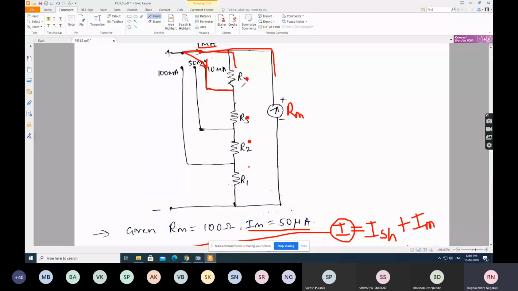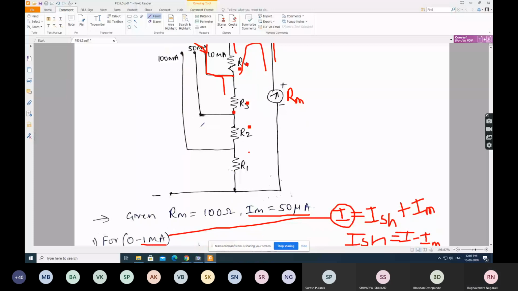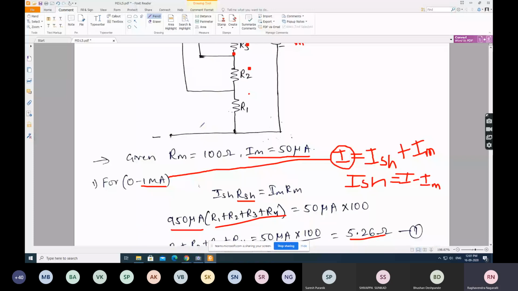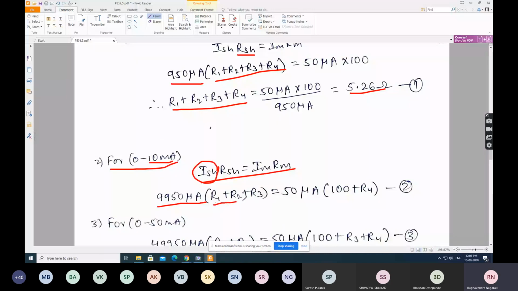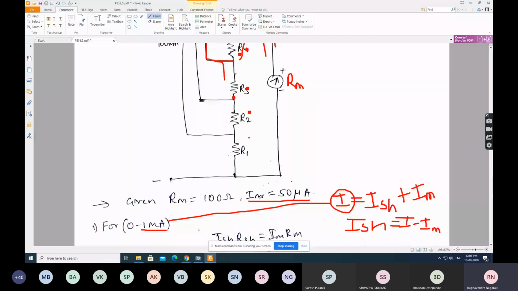And we have two different paths. One is this path and the second one is this path. In one path resistance is R4 plus Rm, and in this path we have R3 plus R2 plus R1. So RSH, that is the shunt resistors. So we have the series combination of R1 plus R2 plus R3. Okay, and this is equal to Im.